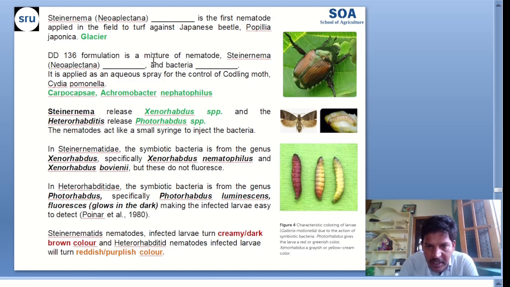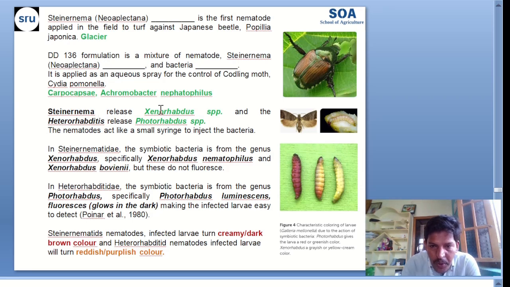DD-136 formulation is the mixture of the nematode Steinernema carpocapsae and the bacteria Achromobacter nematophilus, and it is applied as an aqueous spray for the control of codling moth, that is Cydia pomonella. This is the Cydia pomonella. For this pest management, we can use DD-136.